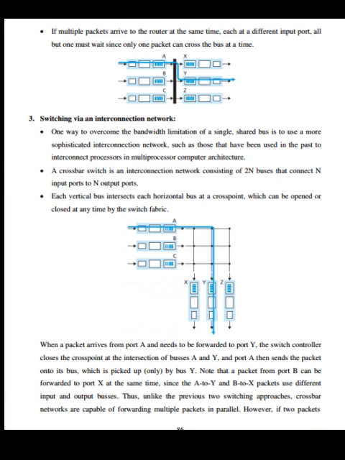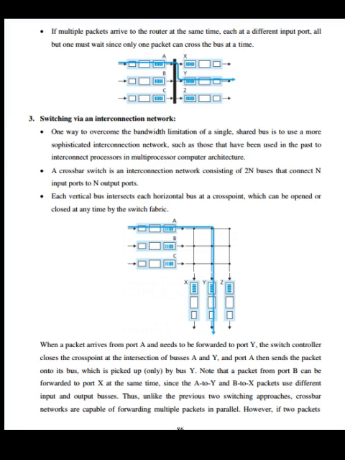When a packet arrives from port A and needs to be forwarded to port Y, the switch controller closes the cross point at the intersection of buses A and Y, and port A then sends the packet onto its bus, which is picked up only by bus Y. Note that a packet from port B can be forwarded to port X at the same time since the A to Y and B to X packets use different input and output buses.